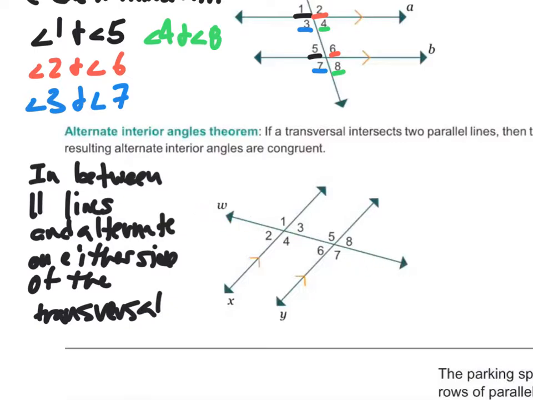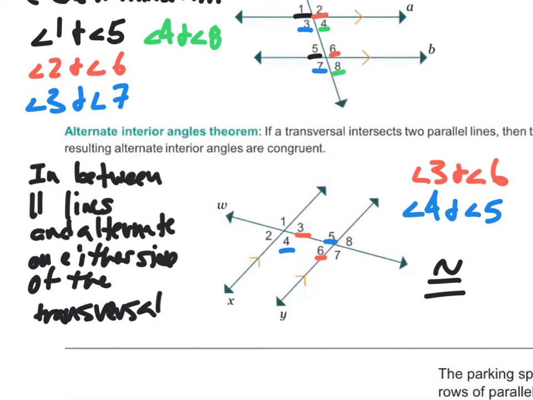So we have angle 3 and angle 6. Angle 3 and angle 6 would be alternate interior angles. They're on the inside of the two parallel lines, and they alternate on either side of the transversal. The other one that we would have is angle 4 and angle 5. So angle 4 and angle 5 are also alternate interior angles. And the other thing we know about these is that they are congruent. They have the same measure.